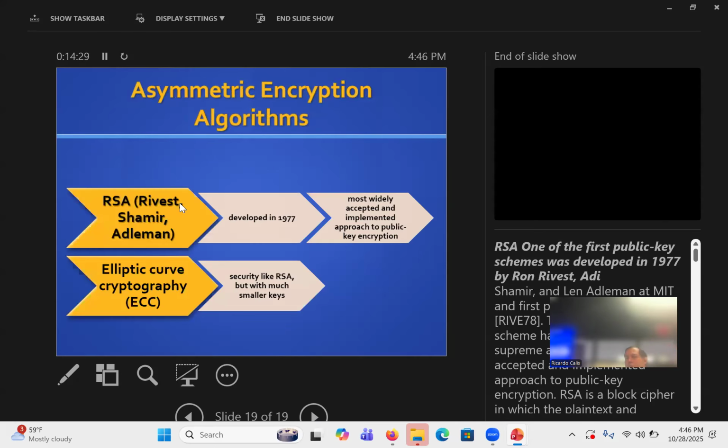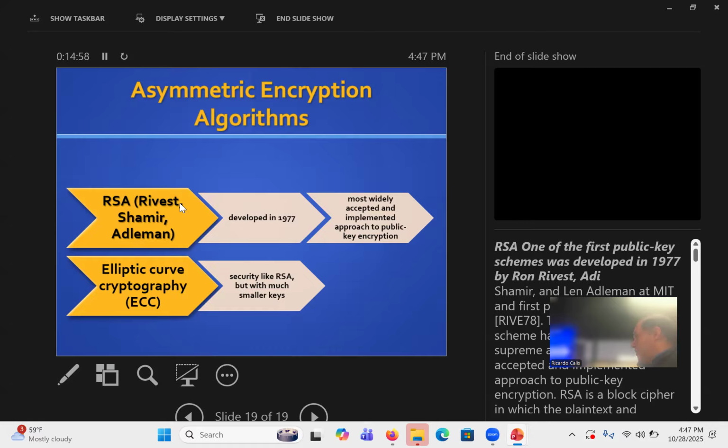Okay, so here's just a few ideas. RSA, as we've discussed, has been around for a long time. One of the most studied algorithms in cryptography, one of the most powerful, still in use. I mean, there's always competition, but it's still very powerful. Developed in '77, it is the most widely accepted and implemented approach.